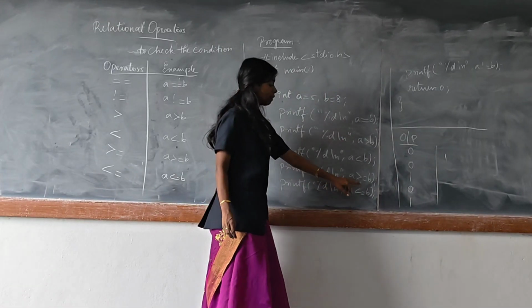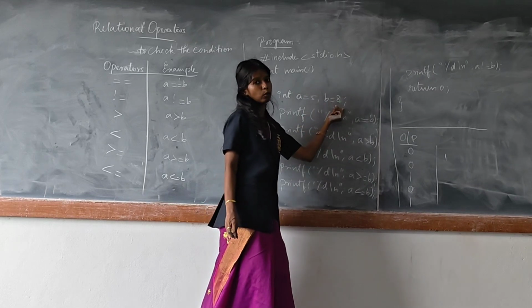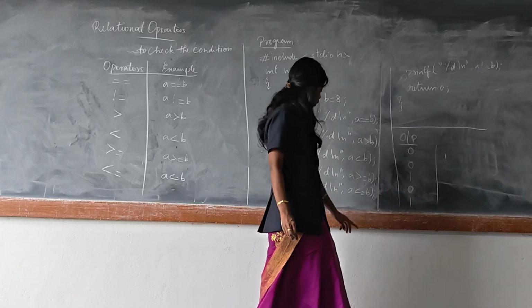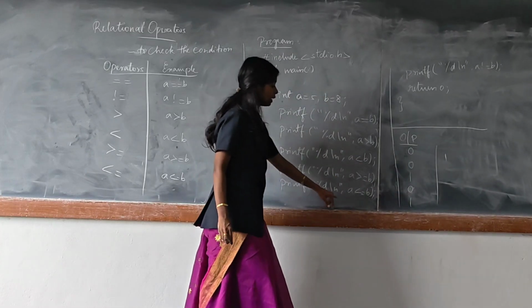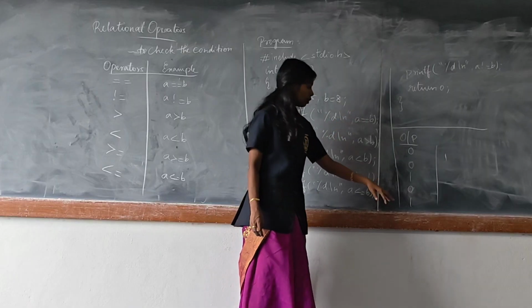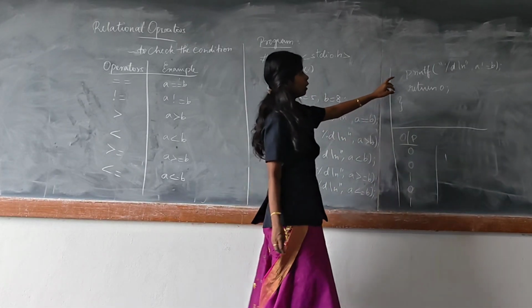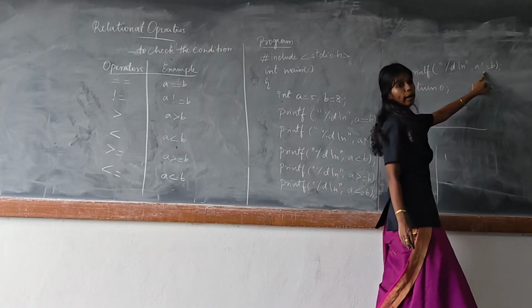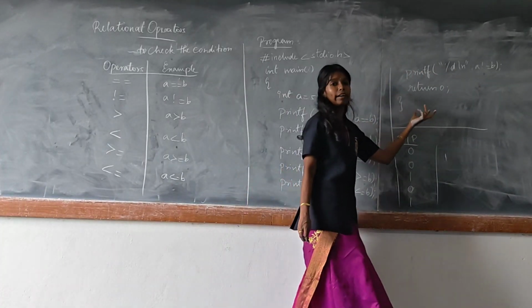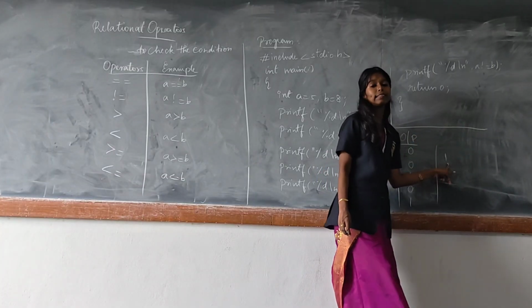Next, a greater than or equal to b. Is 5 greater than or equal to 8? No, it's not, so it returns 0. Next, a less than or equal to b. 5 less than or equal to 8, the condition is true, so 1. Next, a not equal to b. The a value is 5 and the b value is 8. So 5 is not equal to 8, the condition is true, so it returns the output as 1.